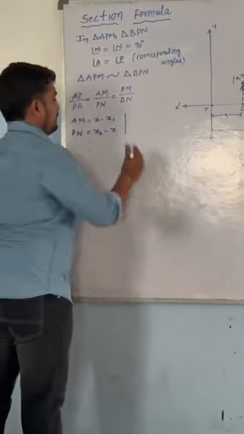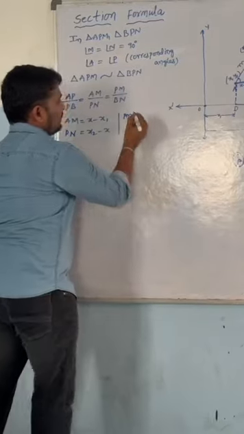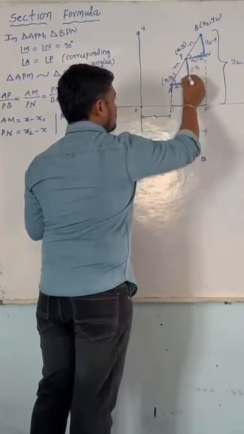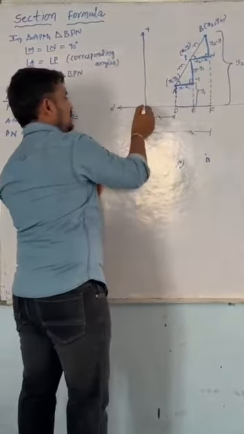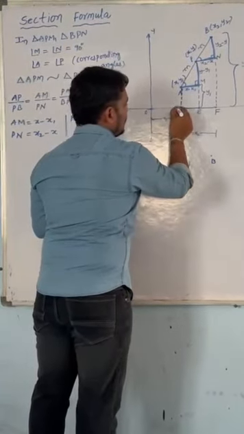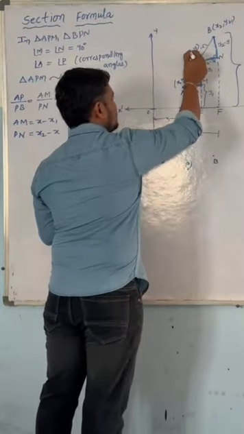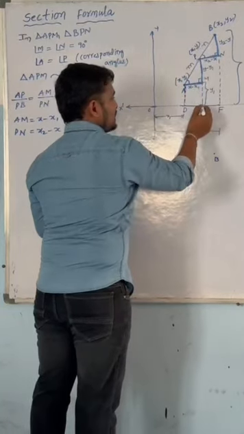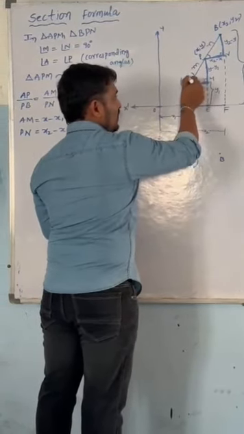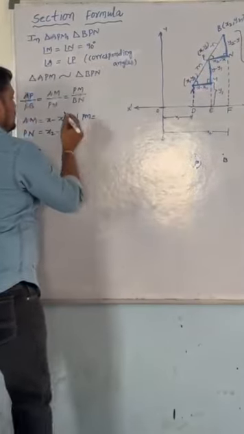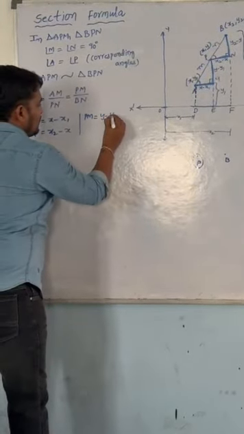And same like PM, where do we have PM? Yes, PM is here. So now we can take on the y-axis. From the x-axis to P is y and from the x-axis to M is y1. If you subtract them, you can get the PM value, that is y minus y1.